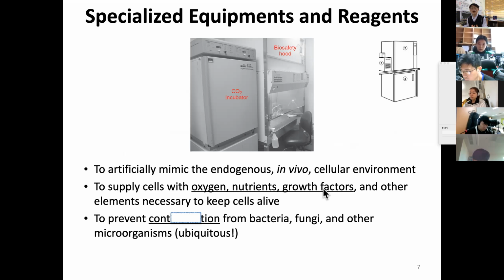So for the cell to survive, we have to provide them oxygen, nutrients, and growth factors. Like in vivo, we have blood vessels to diffuse the oxygen and nutrients and even remove the waste. In vitro, we remove the waste by washing the media out and pouring new media. And sometimes when we have to grow the cells, we also provide growth factors, another element necessary to keep the cells alive. Okay, so to prevent contamination from bacteria, fungi, and other microorganisms, we use this laminar hood.